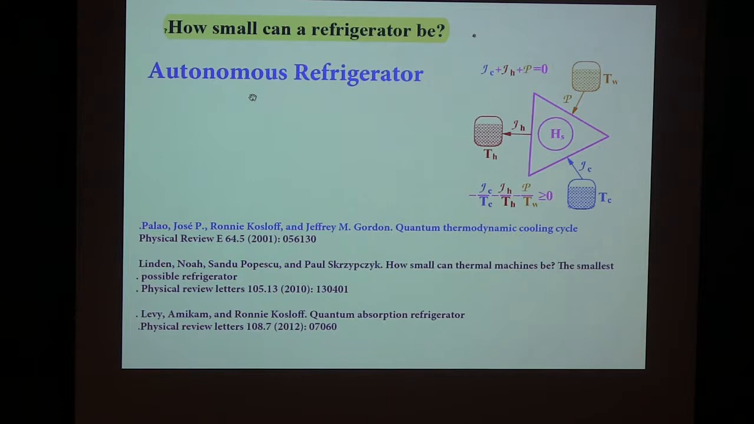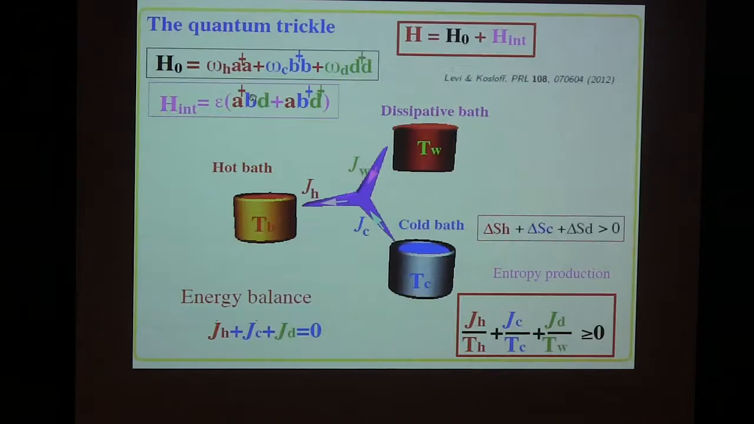And here are some papers that are dealing with that. But in the quantum optics context, it's very easy to understand how these refrigerators work. So what do I have? I have a power source here. I want to cool the cold bath, and I want to dump the entropy here at the hot bath. So how do you do that? Look at this interaction Hamiltonian.